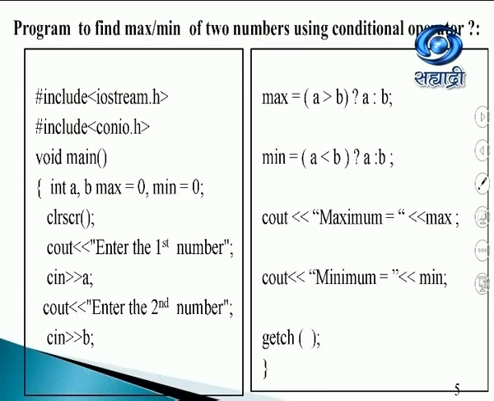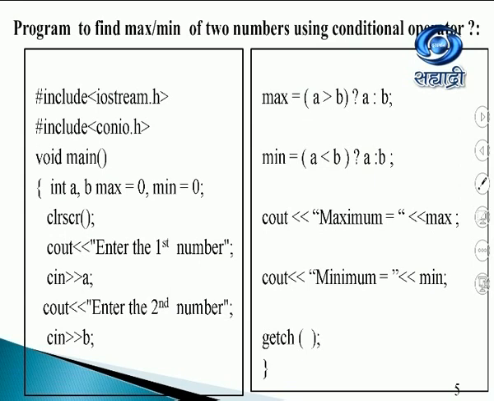Now, the same program to find the maximum and minimum between two numbers using the conditional operator. What is a conditional operator? So this is a conditional operator. It is a question mark and a colon. We'll see how we handle this.